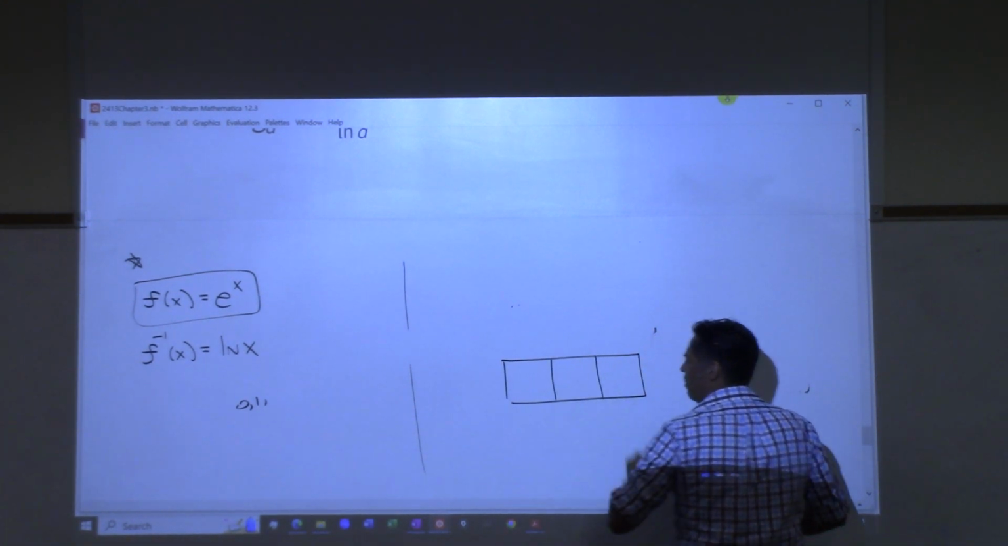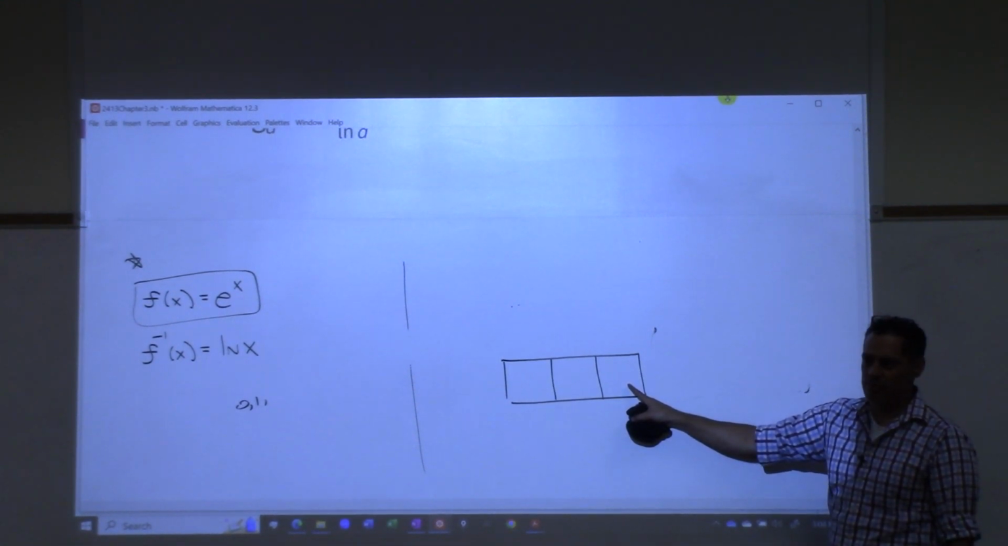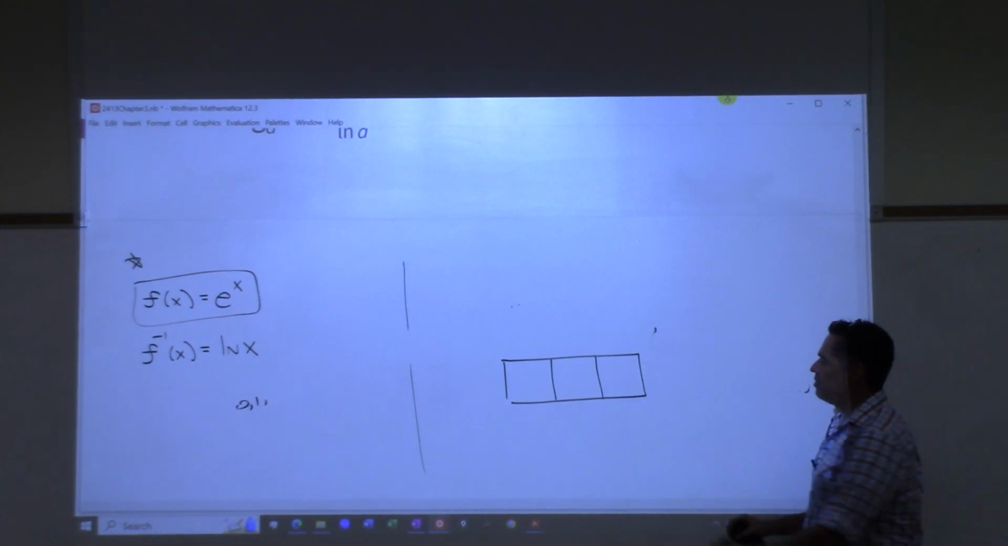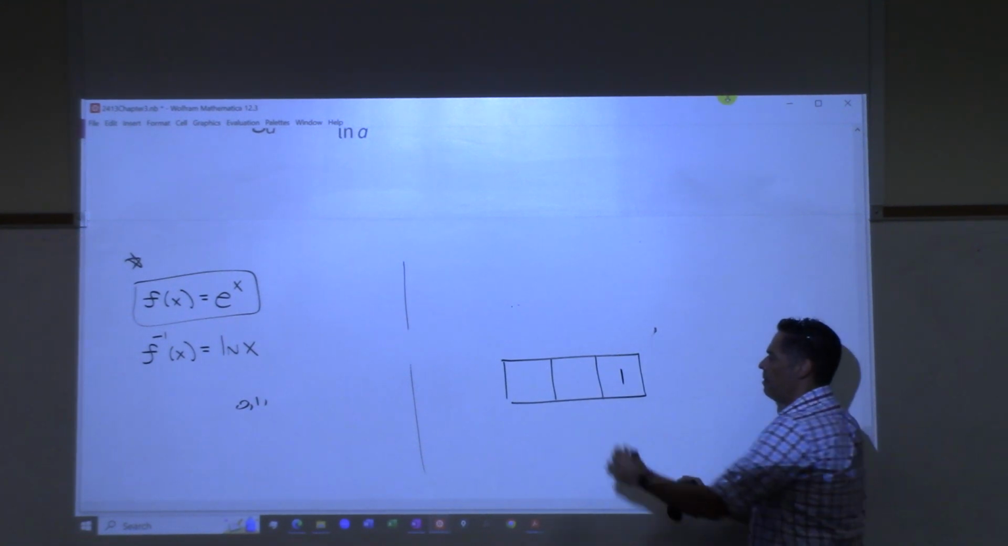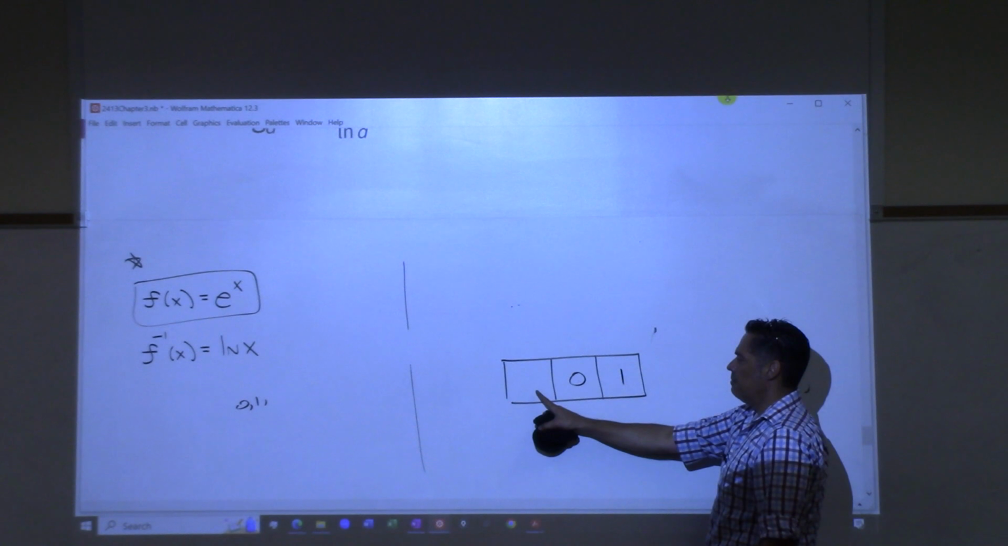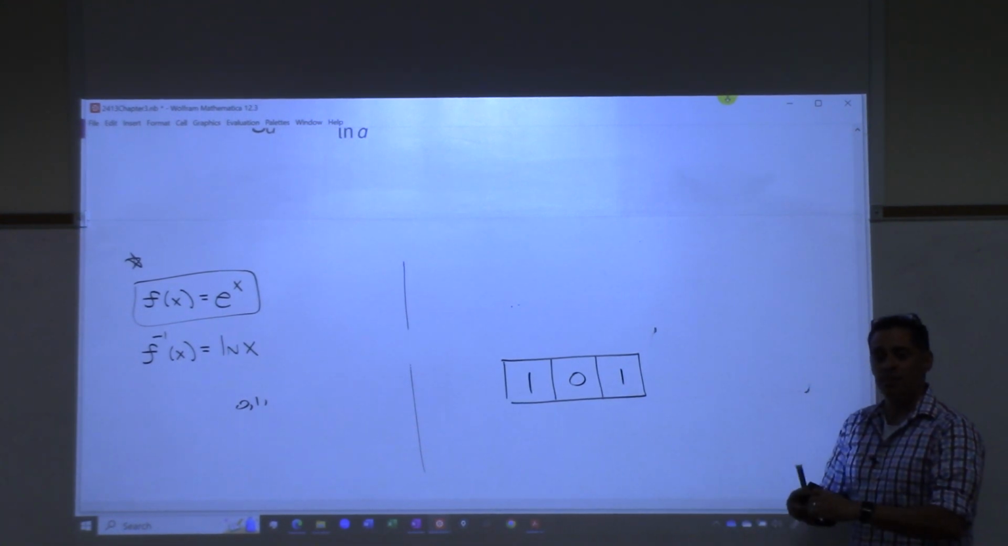Let's do a 3-digit number again. And here I have how many options? 2. 0 or 1, right? Okay, so I'm going to put here 1. Here I can put either a 0 or 1. I'm going to put a 0. Here I'm going to put 1. Okay, there we go.